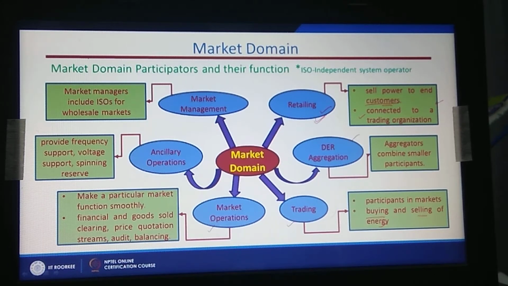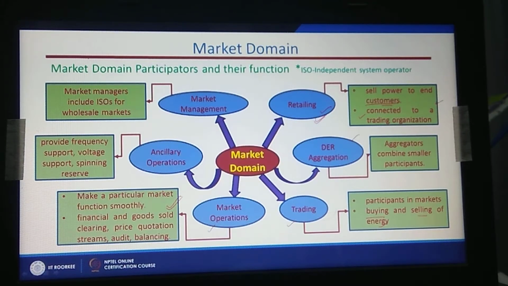Now, of course, market operation is also important. What is the function of market operation? The market operation functions very smoothly with the financial documents, financial affairs, and the goods which are sold inside the smart grid environment or system, and also the price quotation streams, and balancing. These are the major part of the market operations.